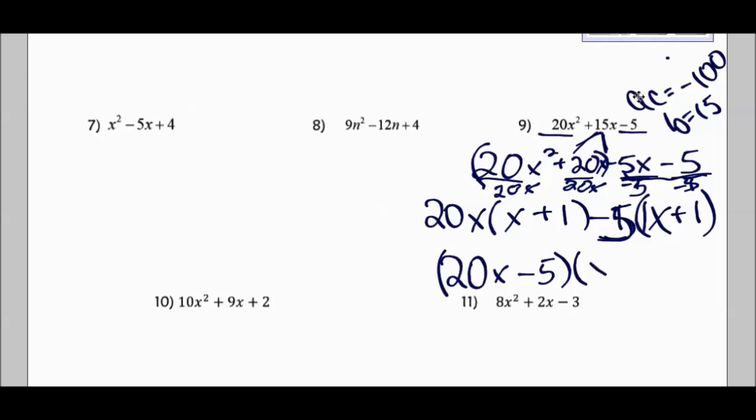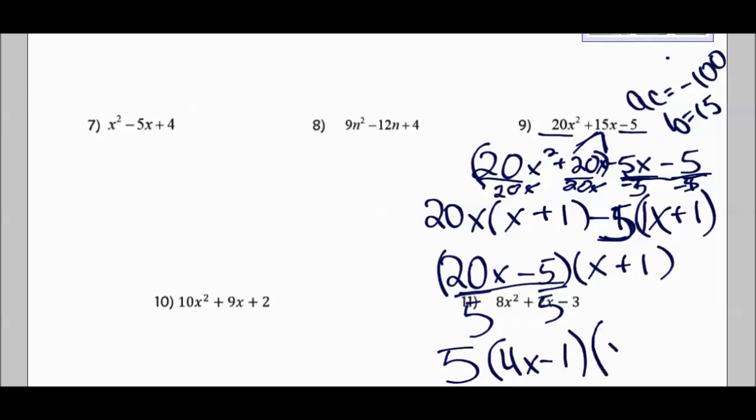And x plus 1. That's not as factored as that gets, though. There's a GCF in this first set of parentheses. Matthew, what comes out of that first set of parentheses there? What can I divide by both of these? Yeah, by 5. I'm going to divide that by 5, divide that by 5. The 5 comes to the outside of that parentheses. This changes into 4x minus 1 and x plus 1. That's as factored as that gets.